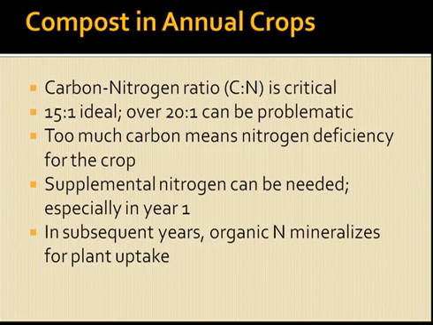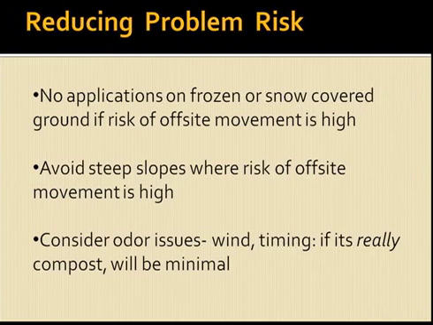So as I mentioned earlier, you're almost always going to need some supplemental nitrogen in year one, unless you're working with composts that have a low carbon to nitrogen ratio. And then in subsequent years, that organic matter mineralizes and it becomes a nitrogen source, reducing the problem risk on these kinds of annual crops. Our standards, when we talk about waste utilization, we recommend no application on frozen or snow-covered ground.